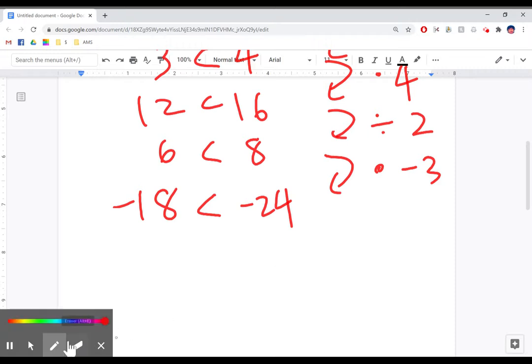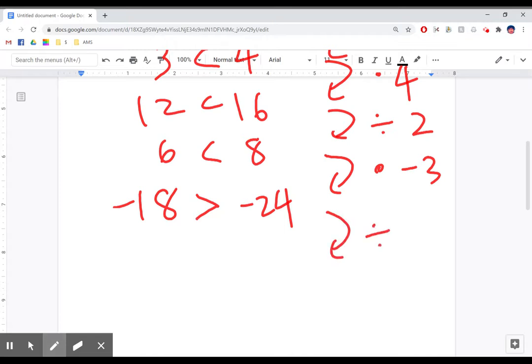So that's where this whole rule comes from. Whenever we multiply or divide by a negative number, we have to flip the symbol. So we're going to make it a greater than sign now, and now we're good. Negative 18 is greater than negative 24. The world is right again. Okay, let's look at one more.